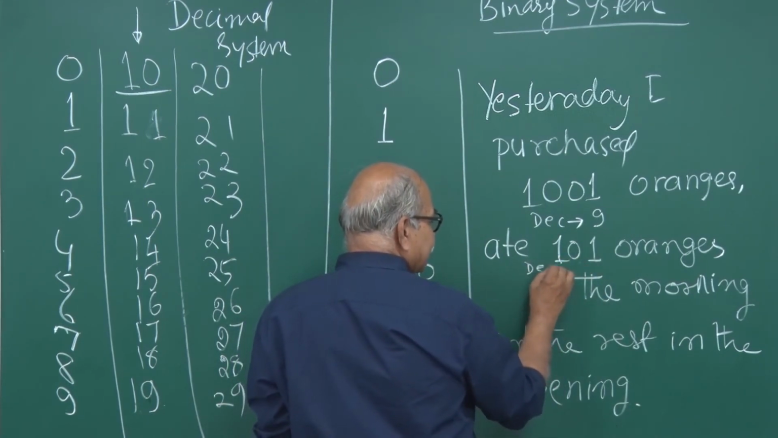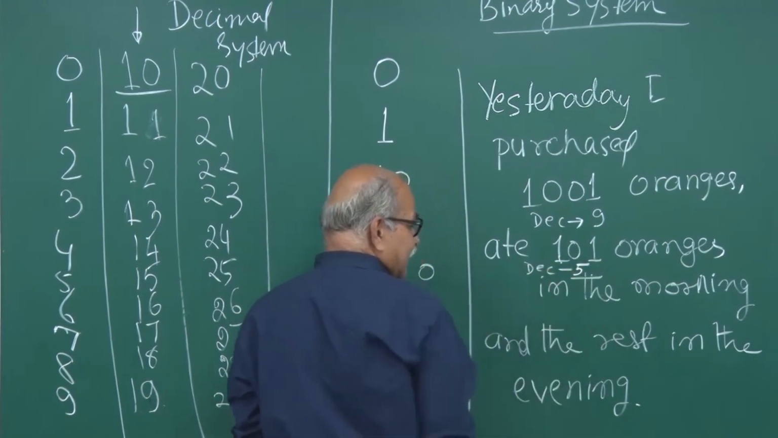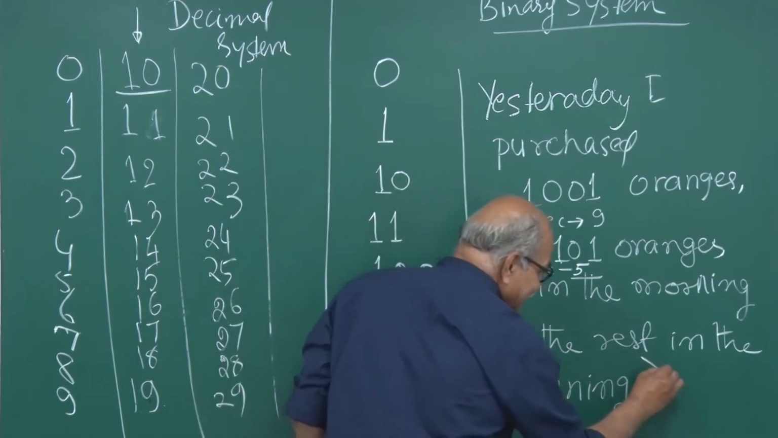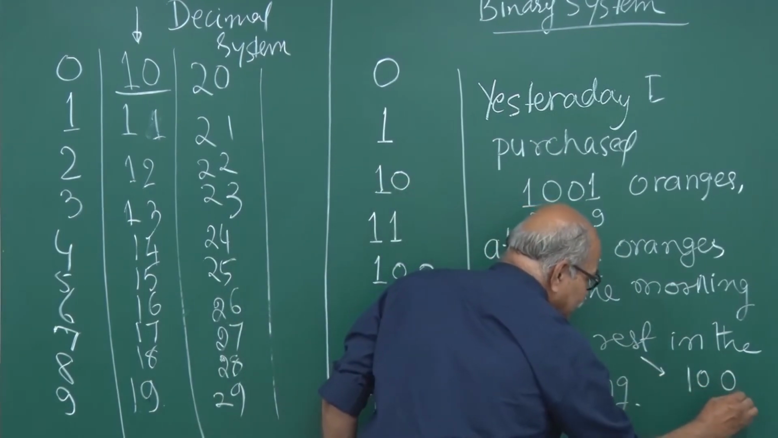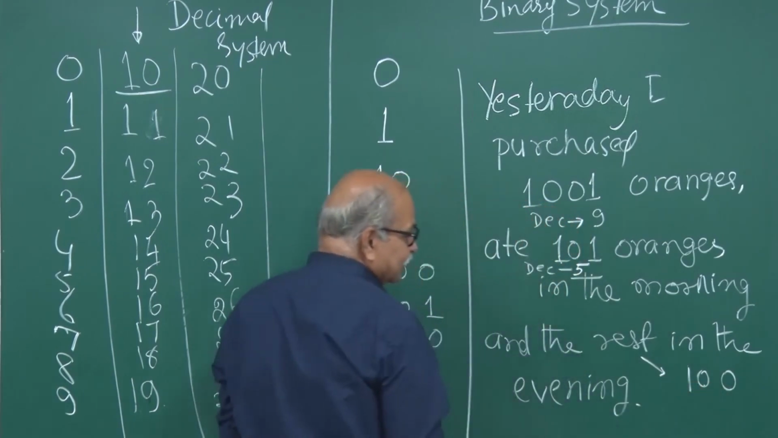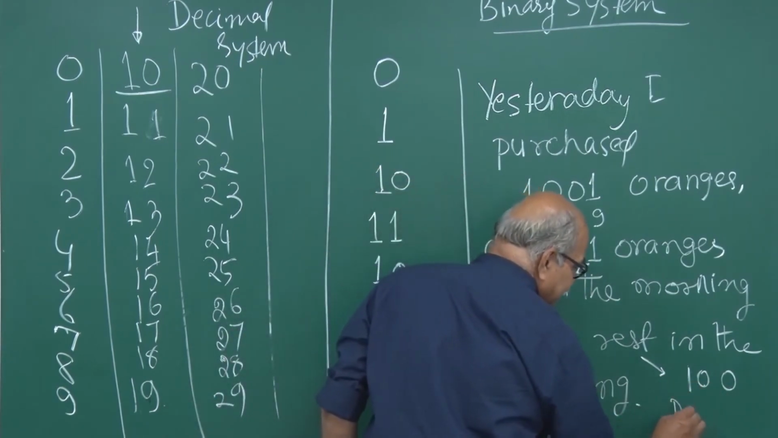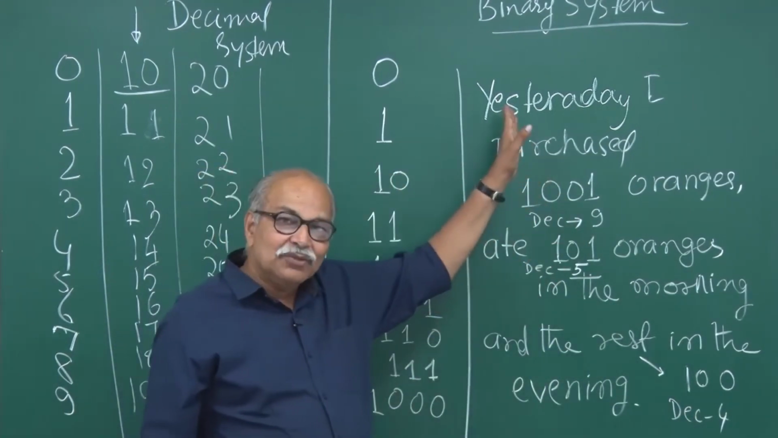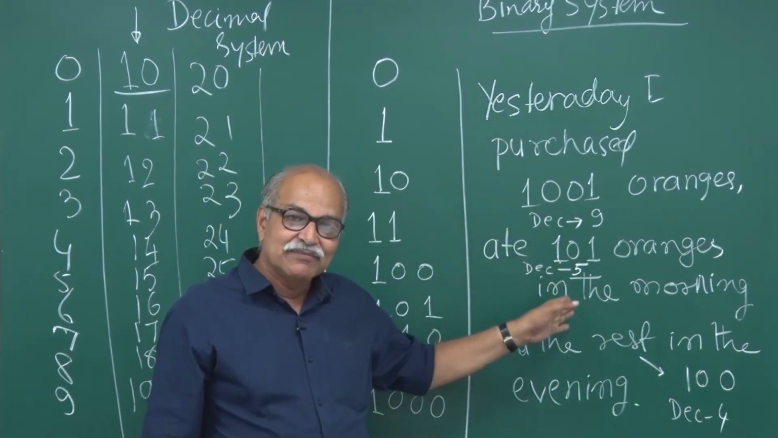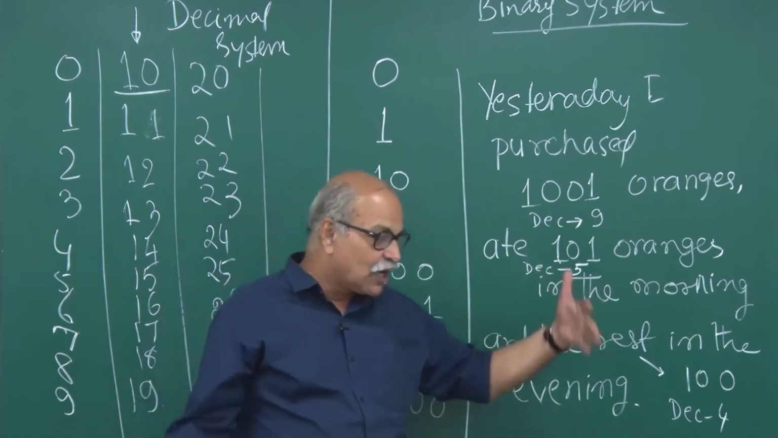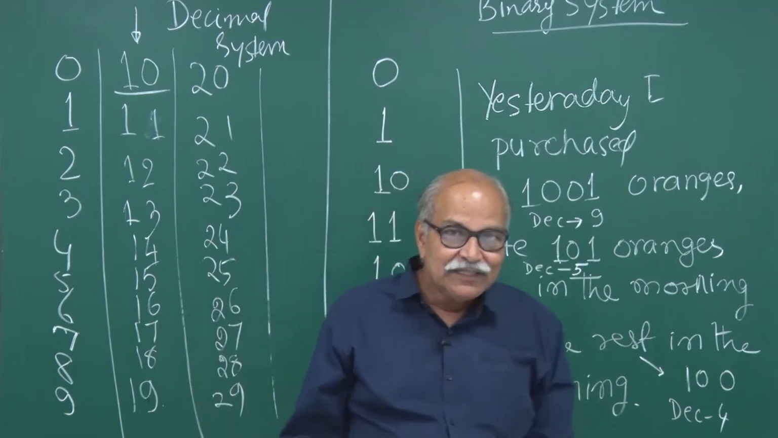So, I ate 5 of them here, and the rest is how many? What is rest? The rest is 100. 1 place, 2's place, 2 squares place. So, this is 4, decimal 4. Right. So, this is how the binary number system goes.